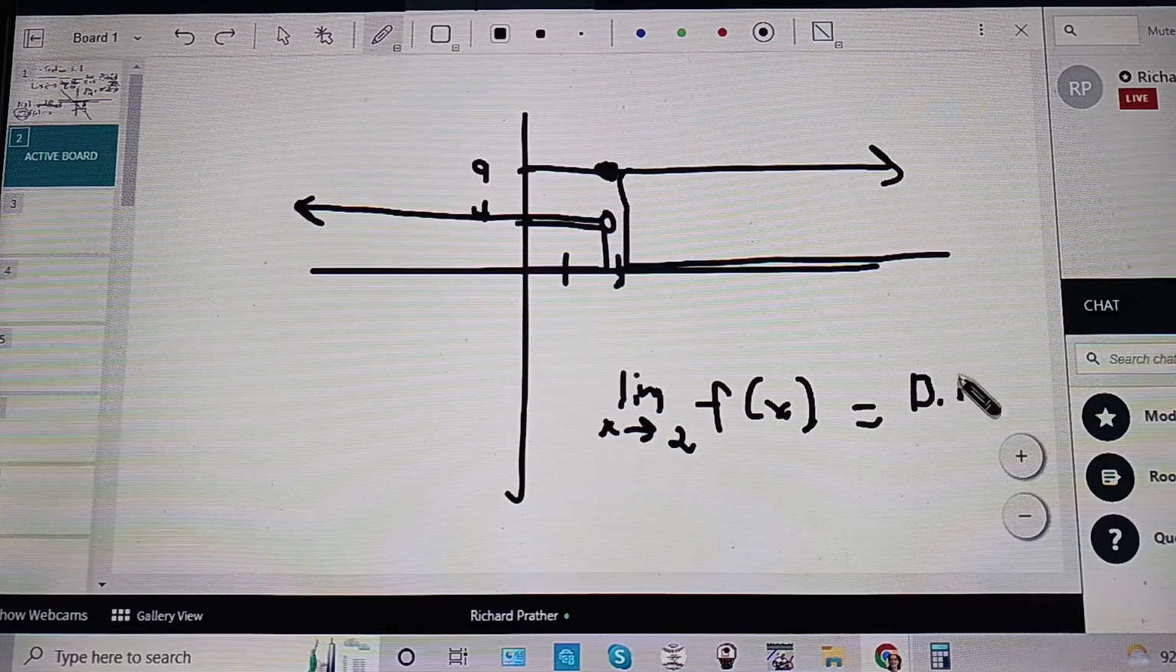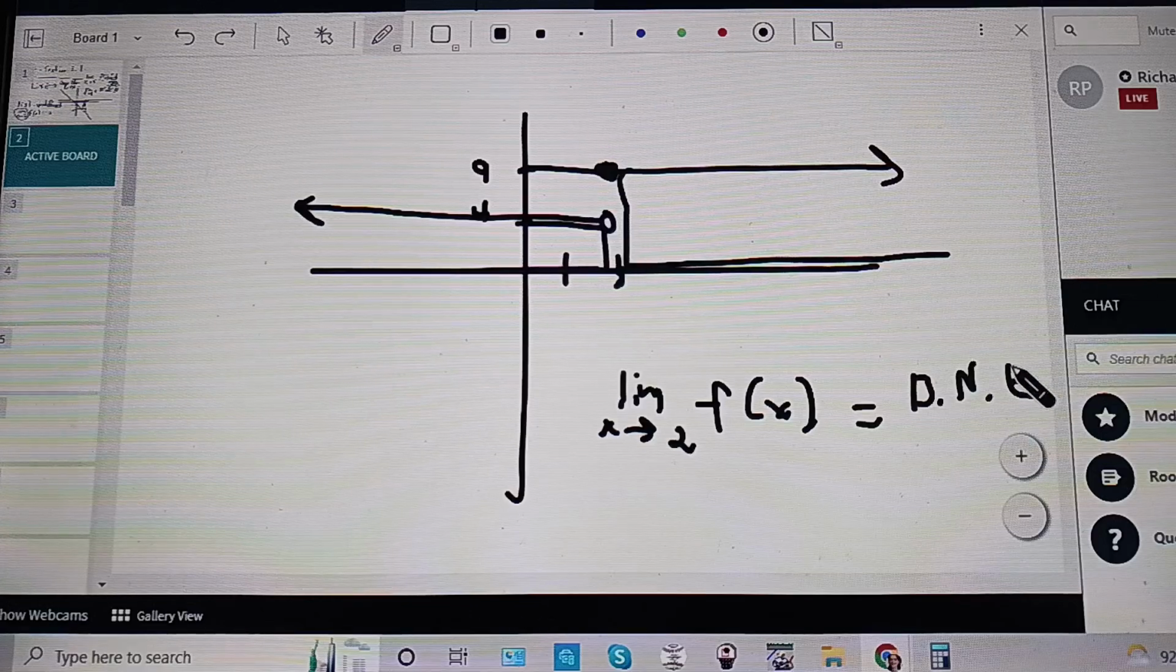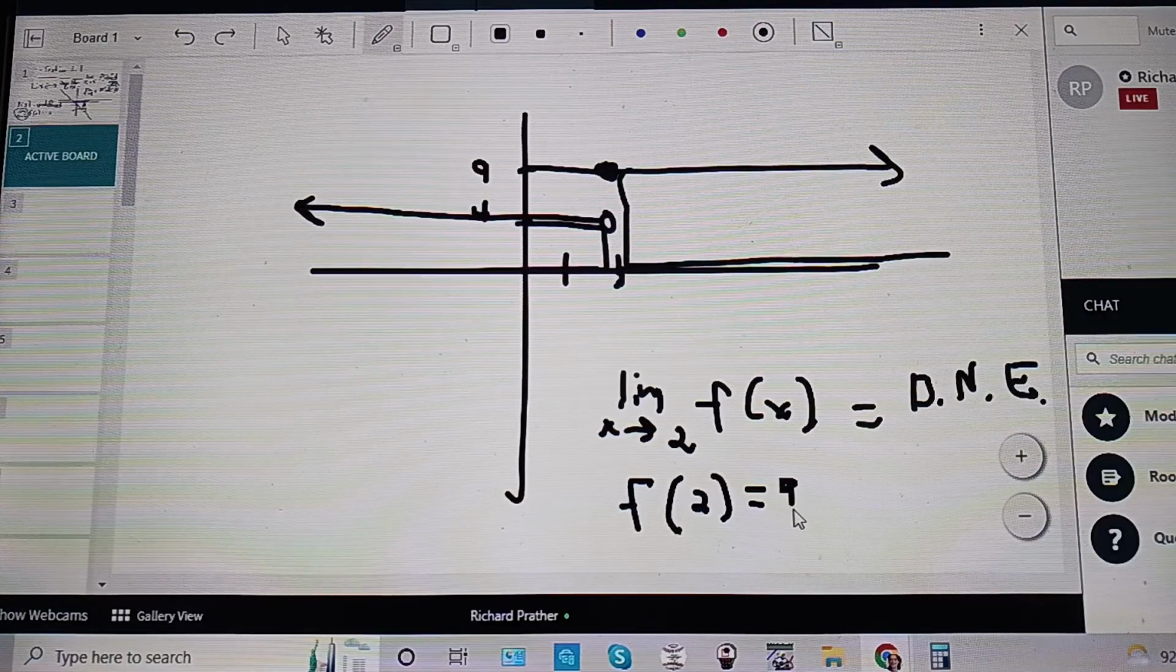does not exist. This is kind of the opposite scenario of the one I was talking about at the beginning, because f of 2 exactly, unlike my previous problem that was undefined, here f of 2 actually equals 9. Actually, the function has an answer and the limit doesn't. That can happen because there's literally a closed circle at 9.